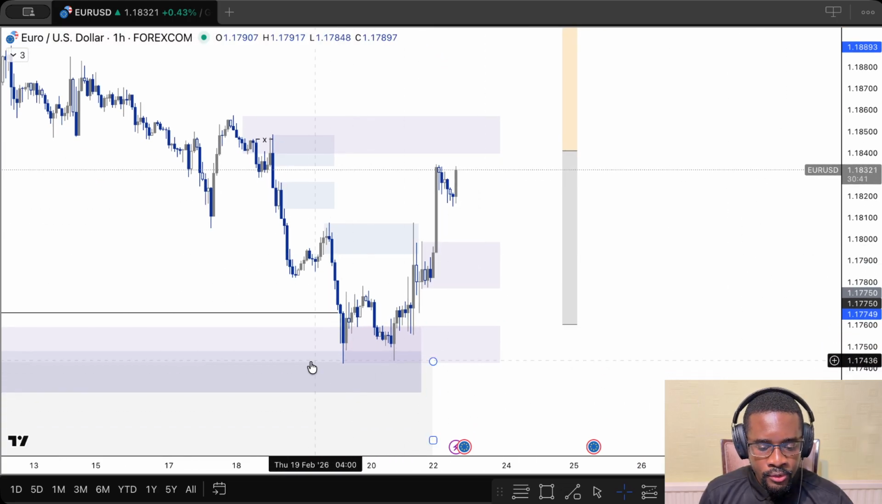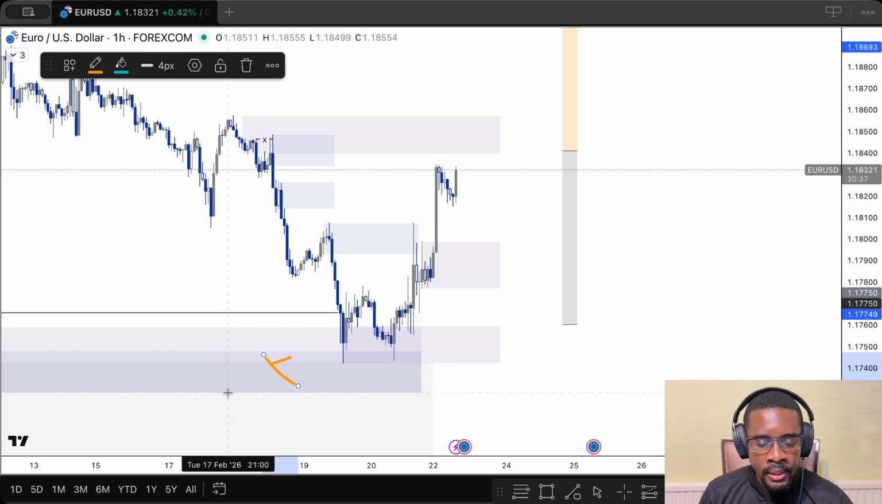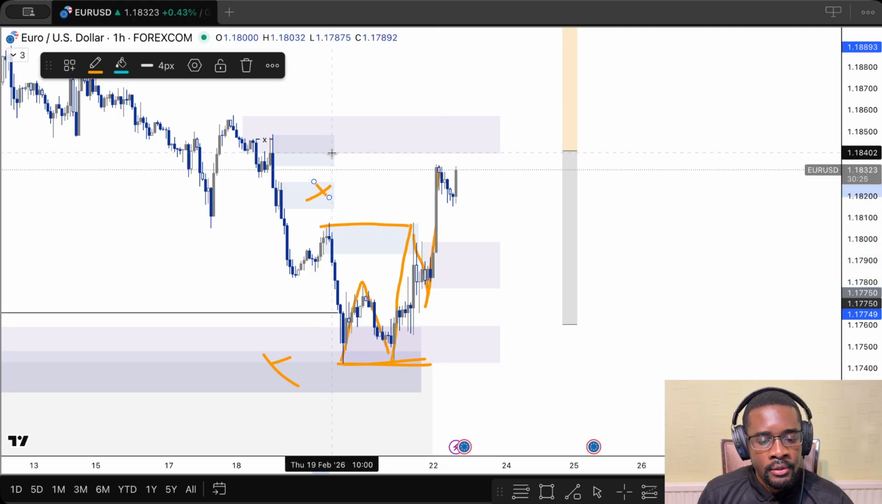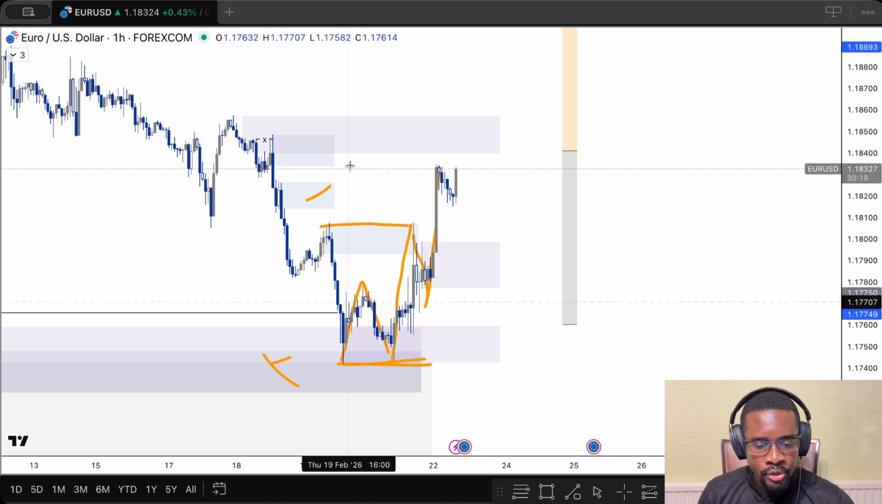We mitigated this 1-hour demand, and then we had a push up and then a push down. We didn't sweep, so we've created relatively equal lows, and then we continued up, mitigated this area, had a reaction, and then now we've pushed up strongly, and this supply area, this has failed. So now price is reaching up into this supply.